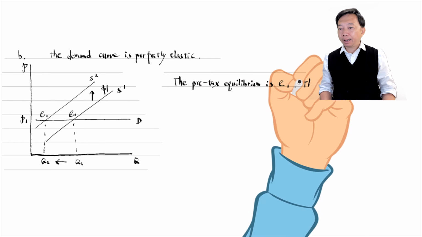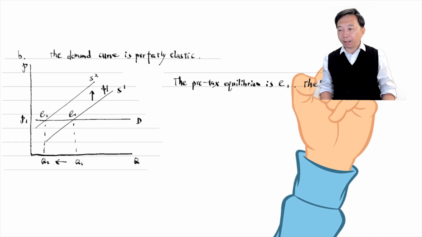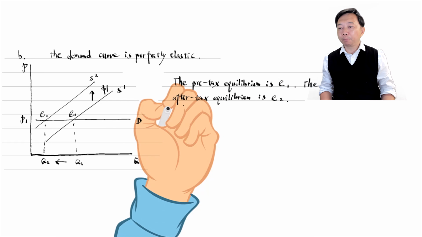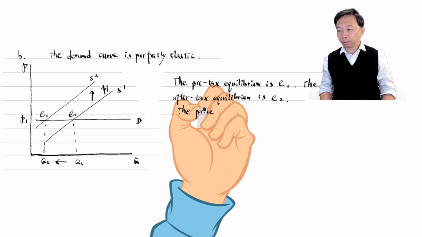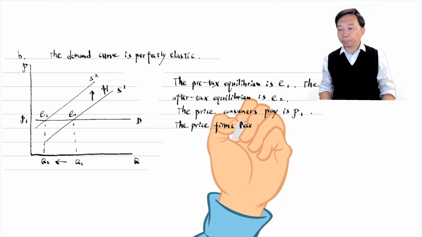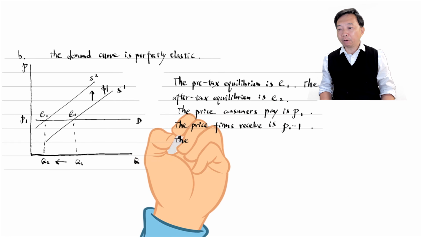Suppose the tax is imposed on the firms. The unit tax of $1 shifts the supply curve upward by $1. The intersection of the after-tax supply curve and the demand curve determines the after-tax equilibrium, E2, where the equilibrium quantity is Q2. The price consumers pay is P1, and the price firms receive is P1 minus 1.